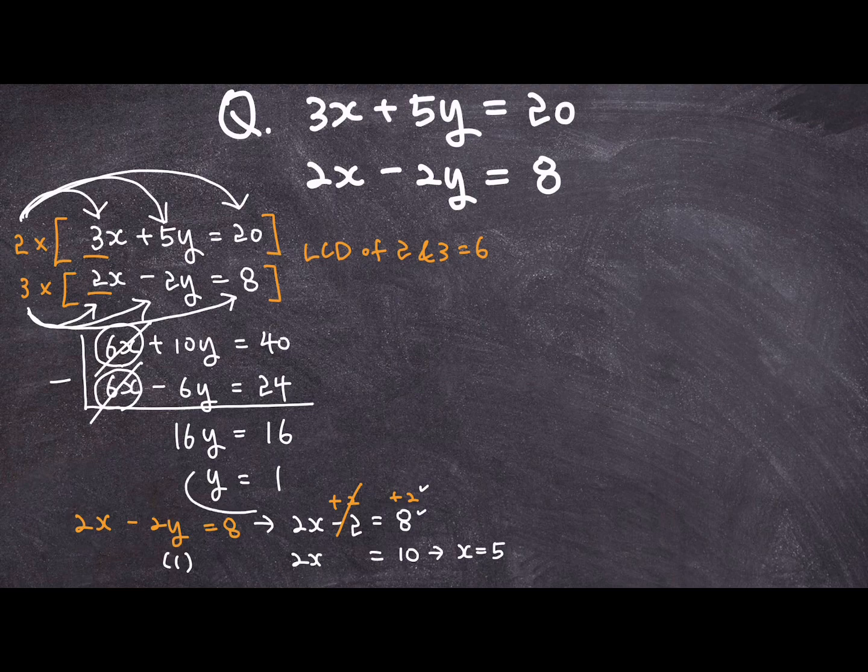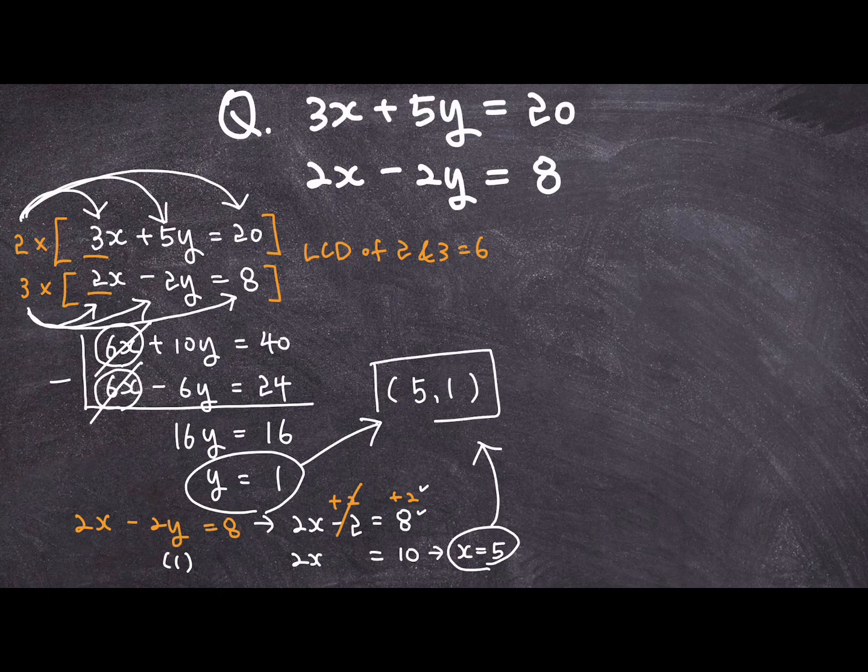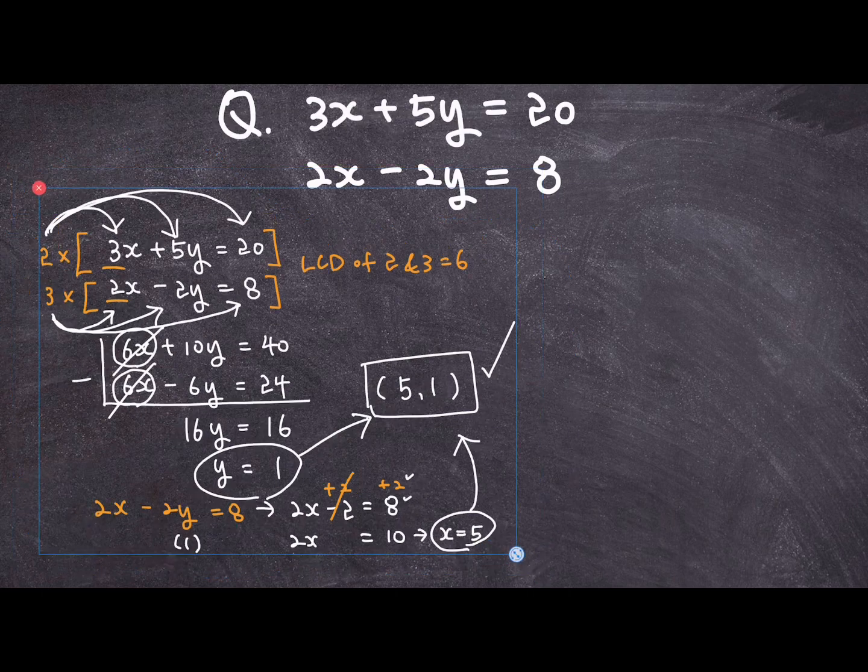Now, I have both y and x values figured out, so I can present my final answer as the following, 5, 1. So that's the x and y values, or the final answer to this problem using elimination method, and that's my final answer. Now, let me show you another way to solve this problem.